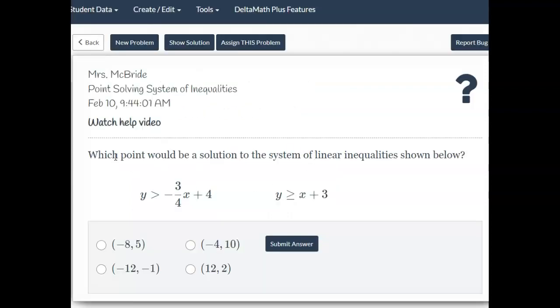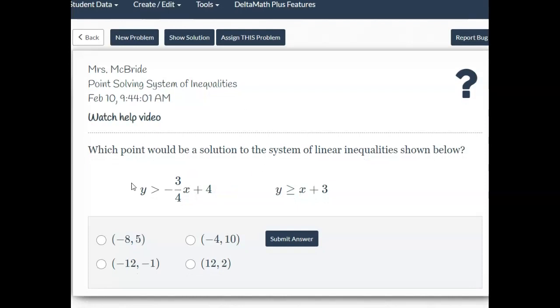A second type of question will be which point would be a solution to the system of linear inequalities. So for this one, you're probably going to need some pencil and paper. And what you're going to do is take this point and plug it in. So I'd take -3/4 times -8, add 4, and make sure that that is actually a number less than 5. And then I'd have to do it over here as well. So -8 plus 3 is -5. And then you get: is 5 greater than or equal to -5?